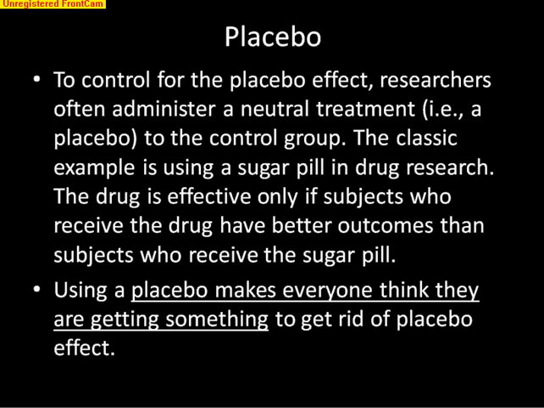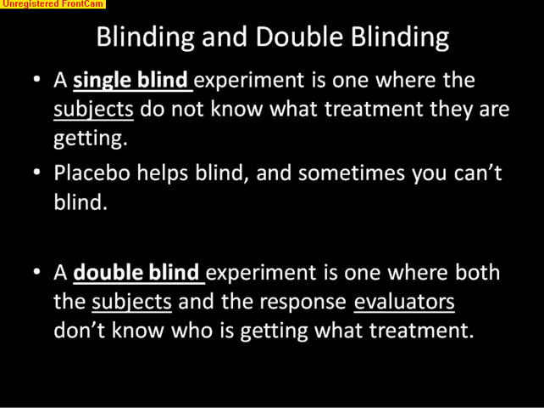We also have blinding and double blinding. Again, I hope a lot of people know what this is. A single blind experiment is where the subjects do not know what they're getting. So obviously a placebo helps with this. There are situations where you can't blind, but it is best to have the subjects not know what they're getting.